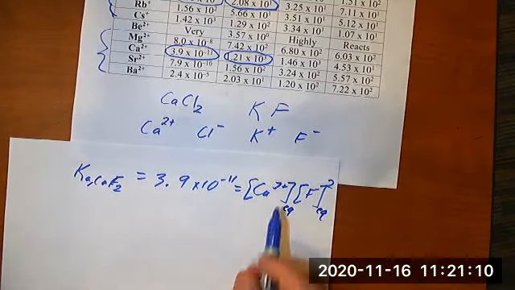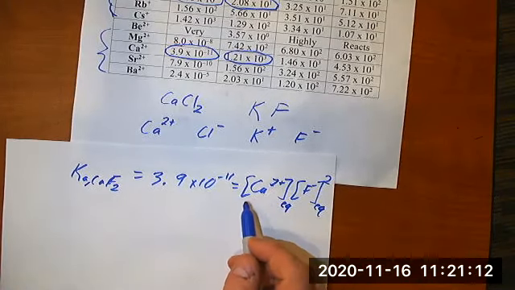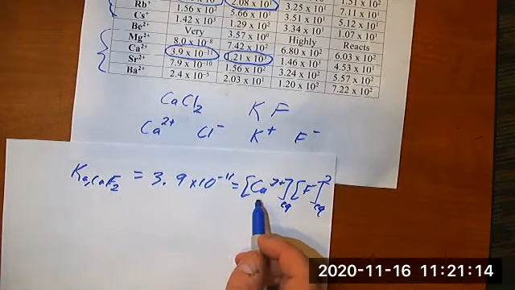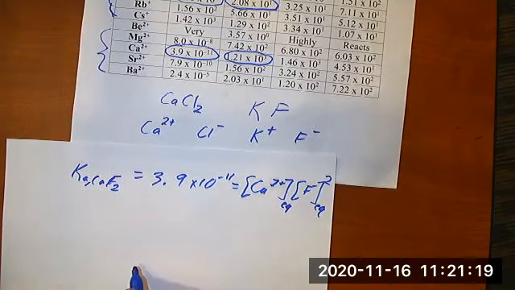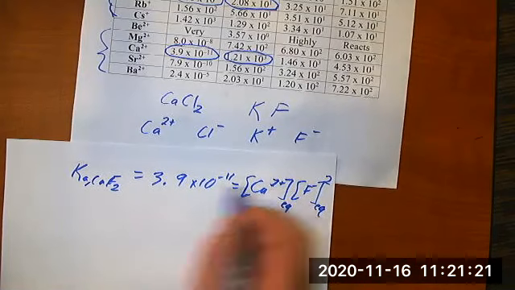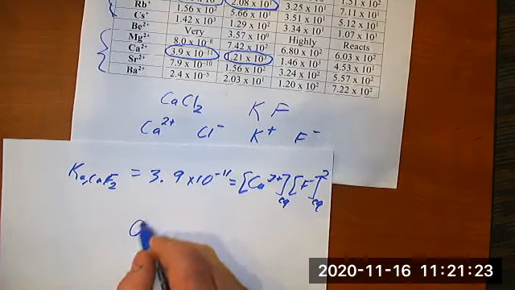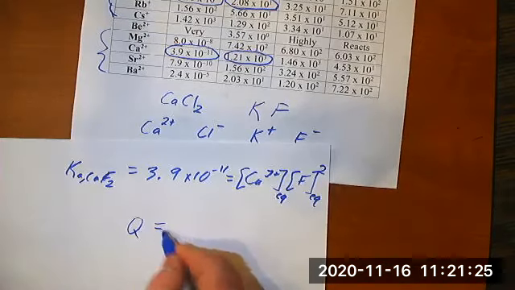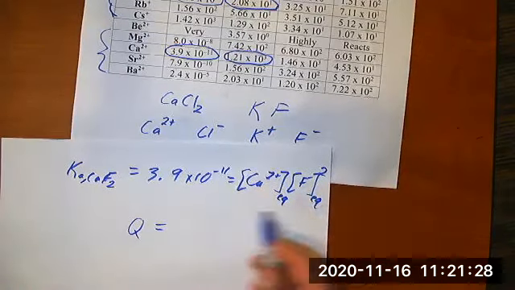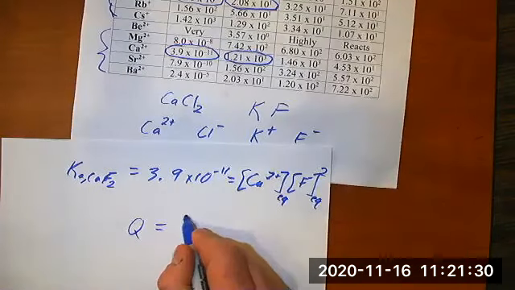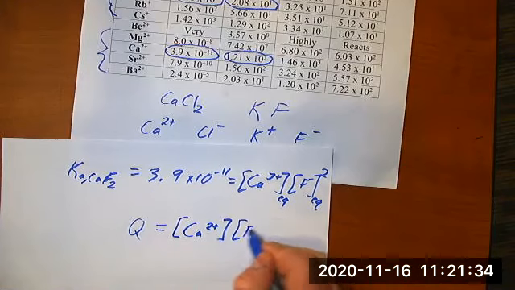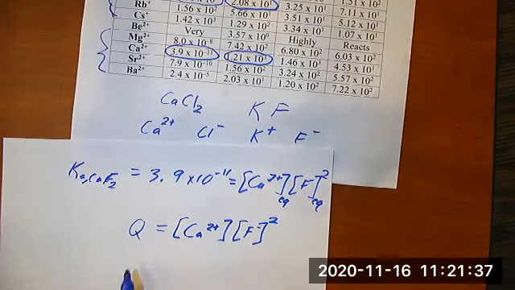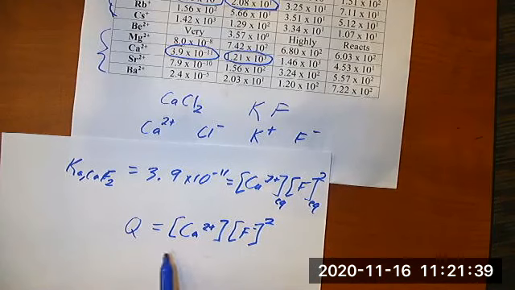Okay. So if you have experimental values, or some values that you get from some other source of the concentration of calcium ions and the concentration of fluoride ions, you plug them in and calculate the value that you have here, and that's going to give you a Q. Remember, Q is the same expression as the equilibrium constant, just not necessarily at equilibrium. So this is always true. If you are at equilibrium, then Q equals K.